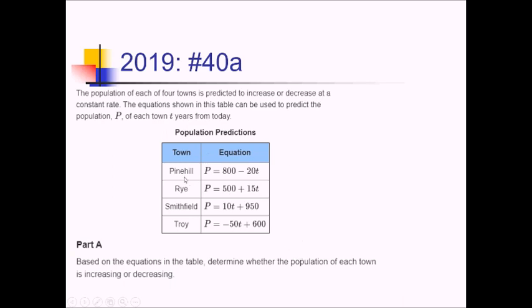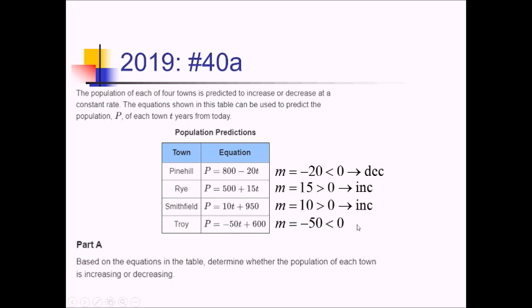For example, Pine Hill, we have a slope of negative 20, which is negative. Therefore, Pine Hill's population is decreasing. Rye has a slope of 15, which is positive. That means our population's increasing. Smithfield, slope of, be careful, they switched the order that they wrote things in, slope of 10. That's positive, so we are increasing. And Troy, slope of negative 50, negative, so decreasing. So then it looks like the decreasing towns would be Pine Hill and Troy, while Rye and Smithfield would be increasing.